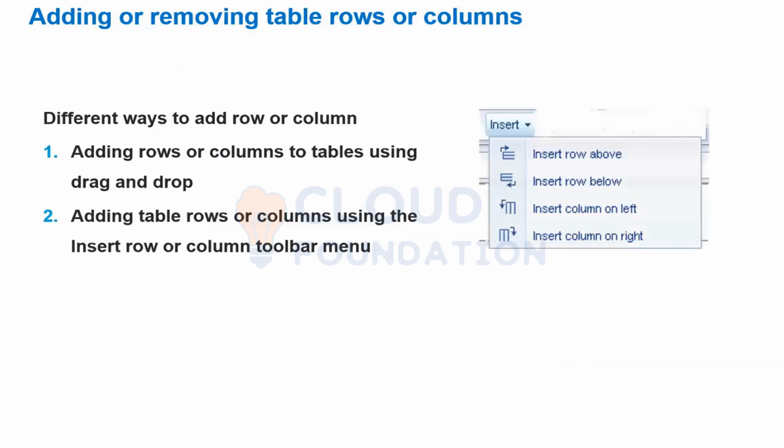Adding or removing tables, rows or columns. Different ways of adding rows or columns to a table: using drag and drop, we can just add by dragging and dropping the object, or the insert row or column toolbar. We have here insert row above, insert row below, insert column on the left, column on the right. We can add more rows and columns to use it for some other logical requirement.